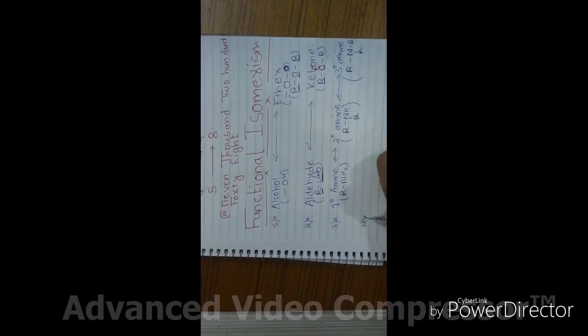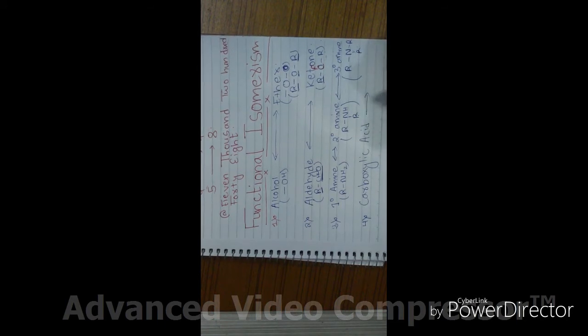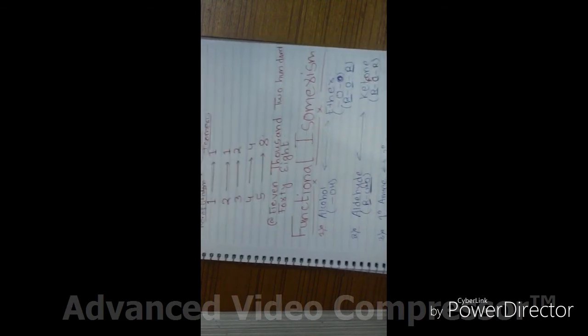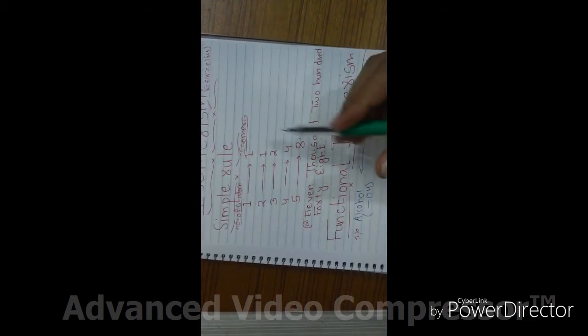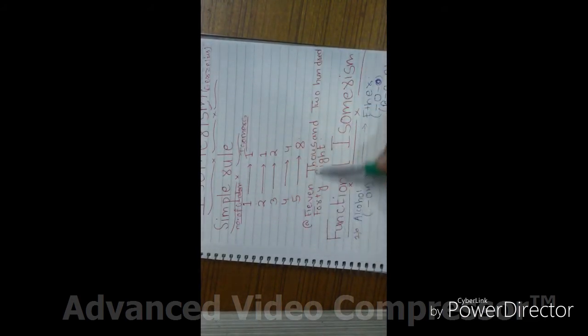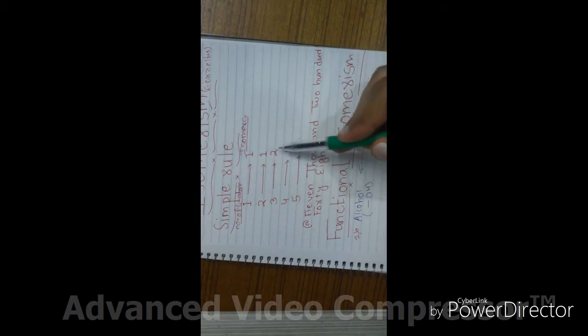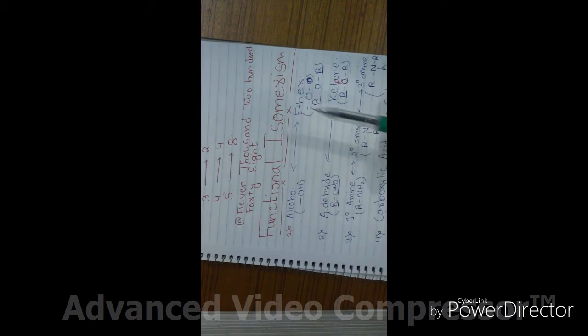So the fourth functional isomerism belongs to carboxylic acid and ester. Carboxylic acid is RCOOH, where COOH represents the functional group, and ester is RCOOR dash, and this represents the functional group. So in this page you have to remember only this isomers rule, 11248, and you have to remember these functional isomers.